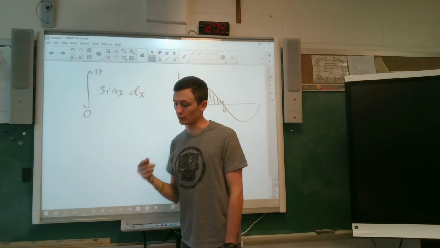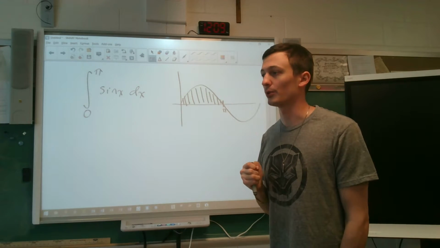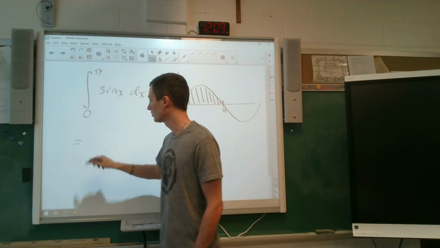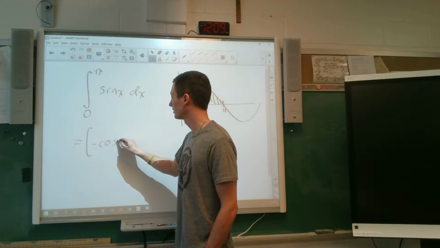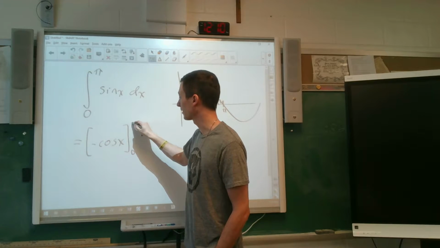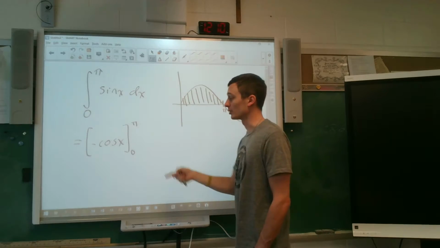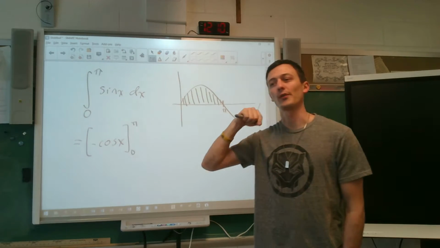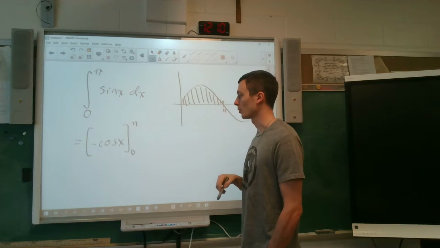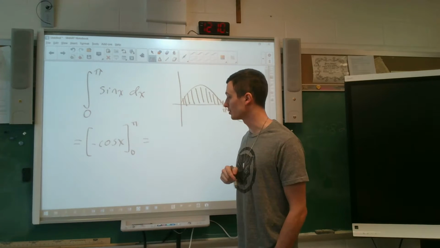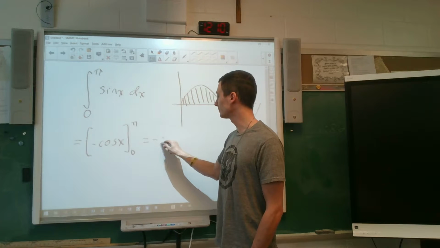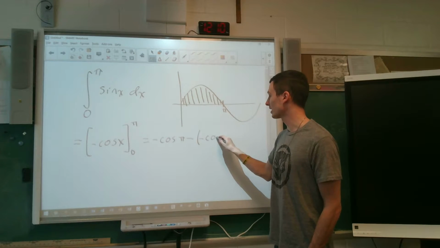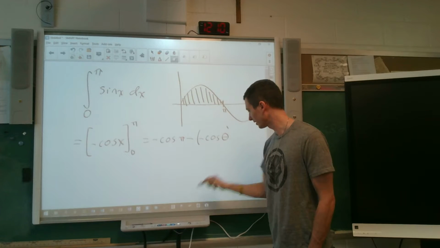Okay, so the first thing I want to do is find the antiderivative of sine. Well, the derivative of cosine is negative sine. So this integral would be negative cosine from 0 to pi. Now I can check myself. The derivative of negative cosine will be positive sine, because the derivative of cosine is negative sine. This all works out. The fundamental theorem of calculus says that I substitute these values in, and I look at the negative cosine of pi minus the negative cosine of 0.